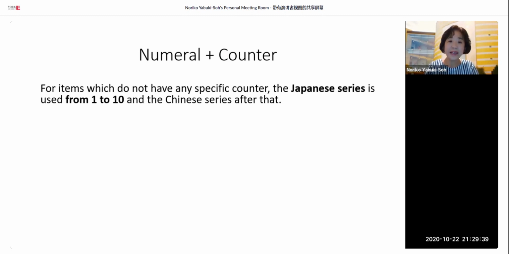Okay, now for items which do not have any specific counter, the Japanese series tend to be used from 1 to 10, and the Chinese series after that. Kids start counting everything 1つ2つ3つ and then including their age. Nowadays, small kids say 1歳、2歳、3歳 instead of 1つ2つ3つ but kids slowly learn different kinds of quantifiers little by little.